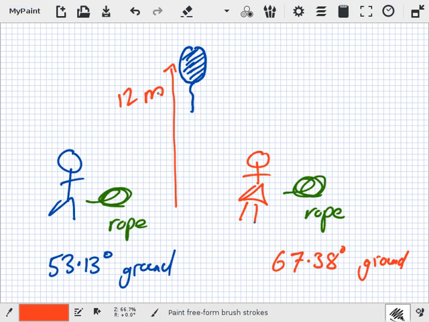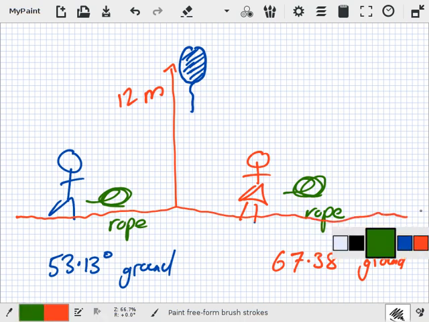Yes, that will do. Okay, so I want to know how far apart they are. You want to know the base? Yeah, the base. And they're obviously standing on ground, if anybody's confused. So my question is, how far apart are the two of them?